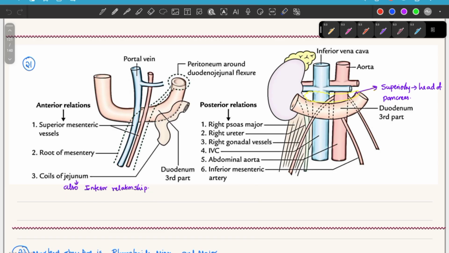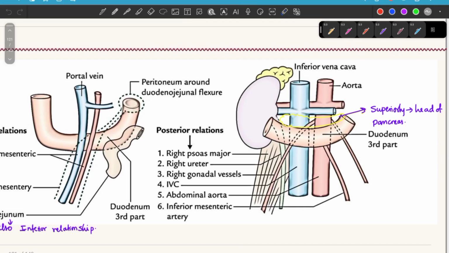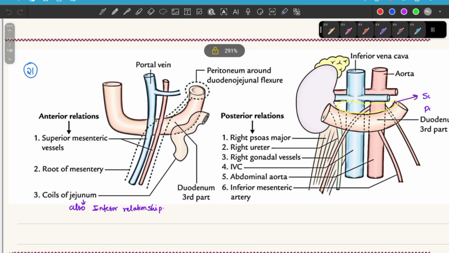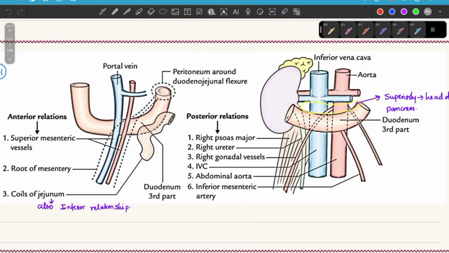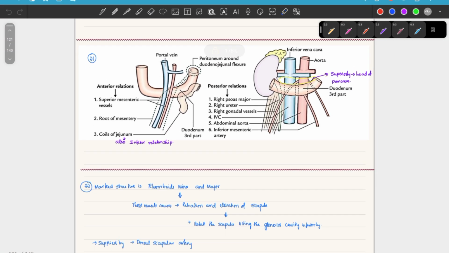Whereas the posterior relationship is the right psoas major muscle, right ureter, right gonadal vessels, inferior vena cava, abdominal aorta, and inferior mesenteric artery. These are the posterior relations. These are the anterior relations. Whereas the superior relation is the head of the pancreas, and the inferior relation is coils of jejunum.